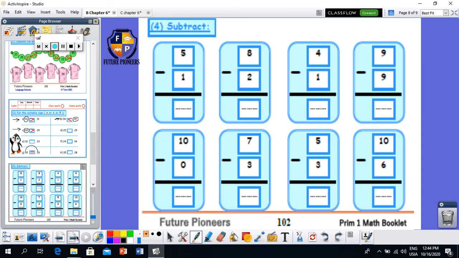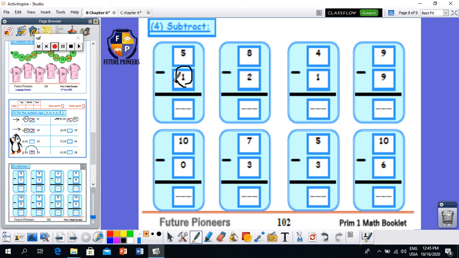Now subtract. This form is called the vertical form of subtraction. 5 minus 1. In subtraction, we search for the smaller number. Which is smaller, 5 or 1? Of course, 1 is smaller than 5. So I will put a circle around 1 and keep 1 in our mind.